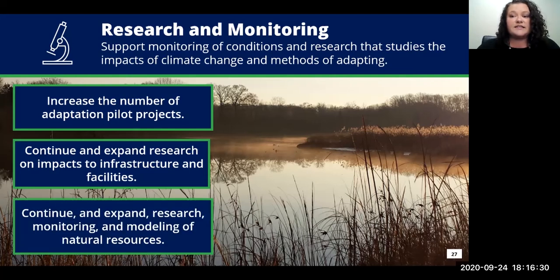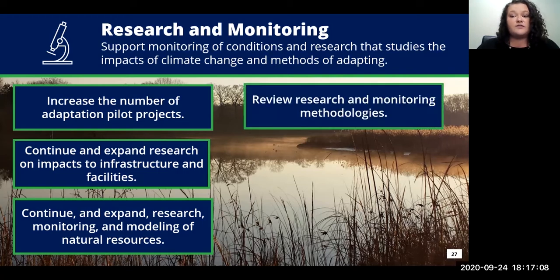Our next action is to continue and expand research on the impacts of sea level rise to infrastructure and facilities. By understanding the impacts, adaptation actions can be taken now, as well as creating plans on how adaptation can occur in the future. An example is to study how sea level rise may damage drainage systems and what sort of adaptation measures and resources can be provided to prepare them for sea level rise. By being proactive now, some risks and costs can be avoided in the future.